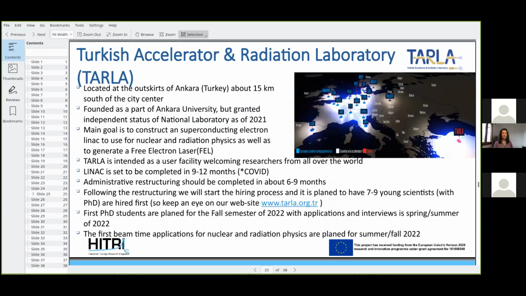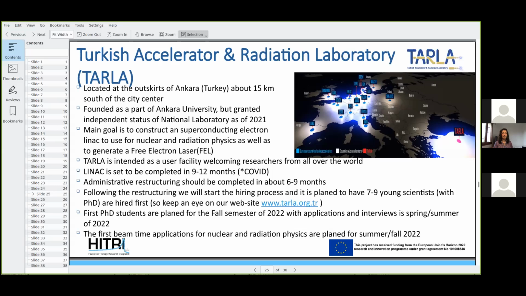A few words about Tarla before I move on to the radiation safety. Tarla is located about 15 kilometers south of the Ankara city center. It was founded as part of Ankara University and slowly grew from a center to an institute. Finally, since this year, we have separated from Ankara University and become a national laboratory. We are currently in the process of this administrative restructuring. Its goal is to construct a superconducting electron LINAC, with the intention to use it for nuclear radiation physics, as well as to generate this free electron laser.